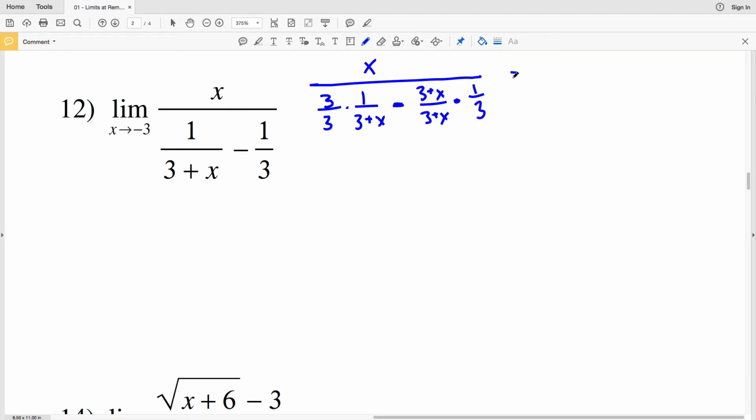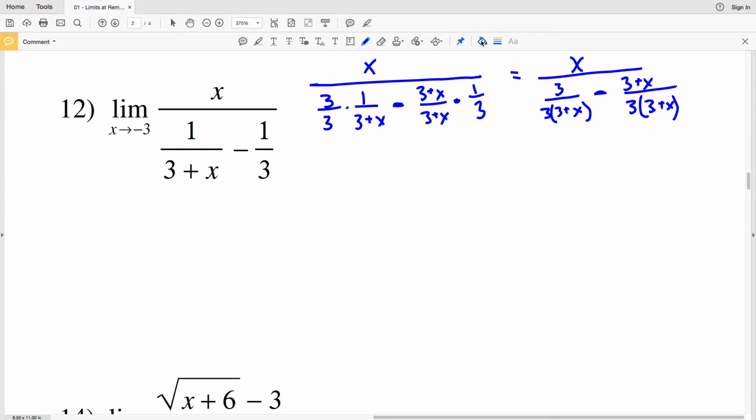So now let's multiply that out. I'll have x all over 3 times 1 is 3, and 3 times 3 plus x I'll write as 3 times 3 plus x. And then my next term, 3 plus x times 1 is 3 plus x, and 3 times 3 plus x we know is 3 times 3 plus x.